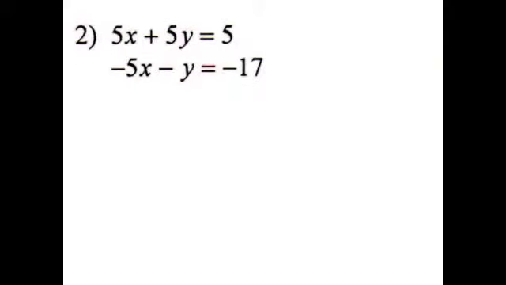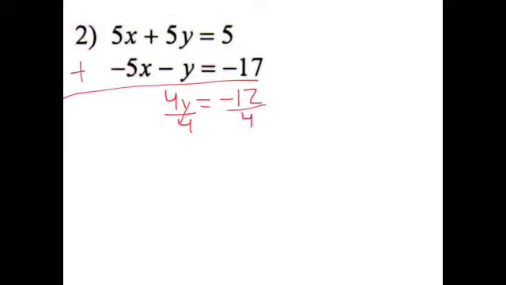Moving on to 2, this one again is set up for elimination. Notice the positive 5x and negative 5x. If you add them together, you get 0 x's, which would eliminate the x's. And so we're just going to start with this and just add the equations together. The x's disappear. We'll get 5y plus negative y, which is 4y. And on the right side, 5 plus negative 17 gives me negative 12. Now to finish up figuring out what y is, divide both sides by 4, because 4 was in front of y. You'll get y equals negative 3.